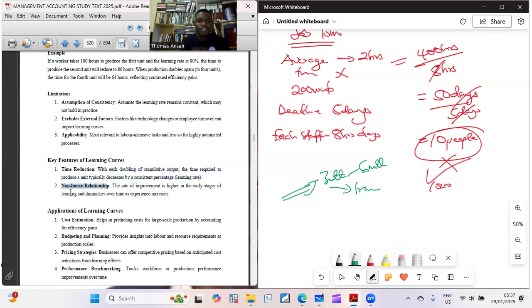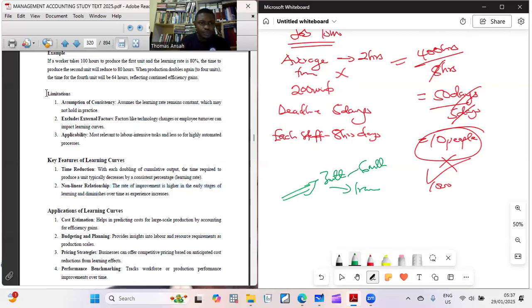All right. So it shows no linear relationship, because the rate of improvement is higher in the early stages of the learning curve, and it diminishes over time as experience increases. So basically, that is that. You realize that as you go on, the time reduces.